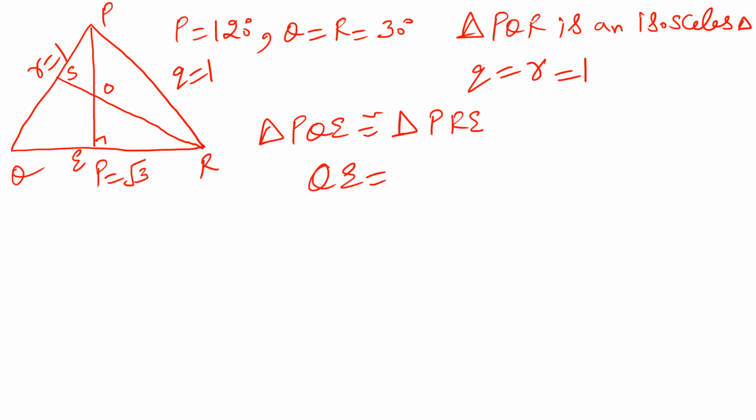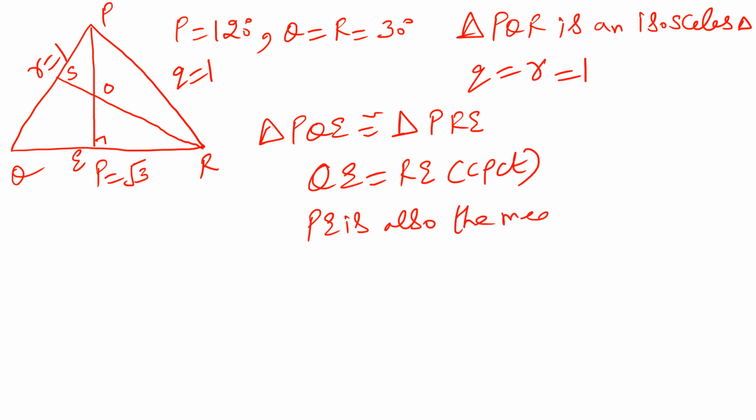So this means QE is equal to RE by CPCT. So I can say PE is also the median of the triangle PQR. And we know that the point of intersection of any two medians of a triangle is the centroid. Why am I saying two medians? Why not three medians? Because the third median again passes through the same point. That means it also passes through the centroid. So O becomes the centroid of the triangle PQR.